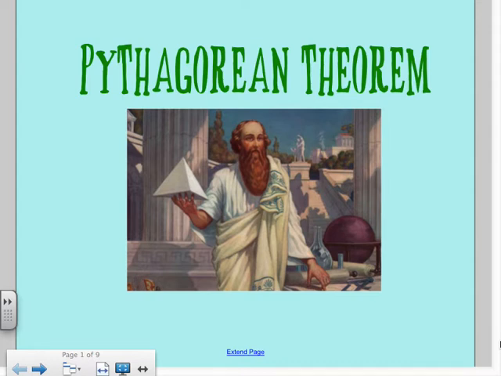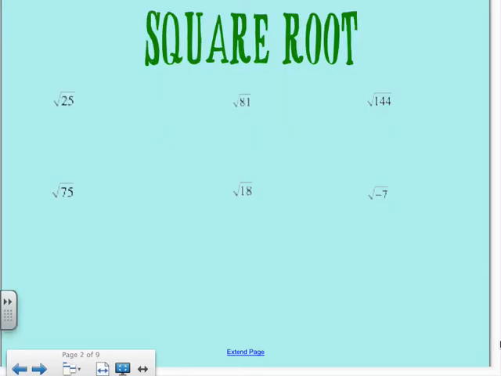On the Pythagorean Theorem, which sounds like a funny name, but it's named after this guy, Pythagoras. Okay, and you see he's holding a lovely pyramid. You'll kind of see how that has to do with this theorem in a moment. So the Pythagorean Theorem. Before we get into the theorem, first I want to talk about square root.